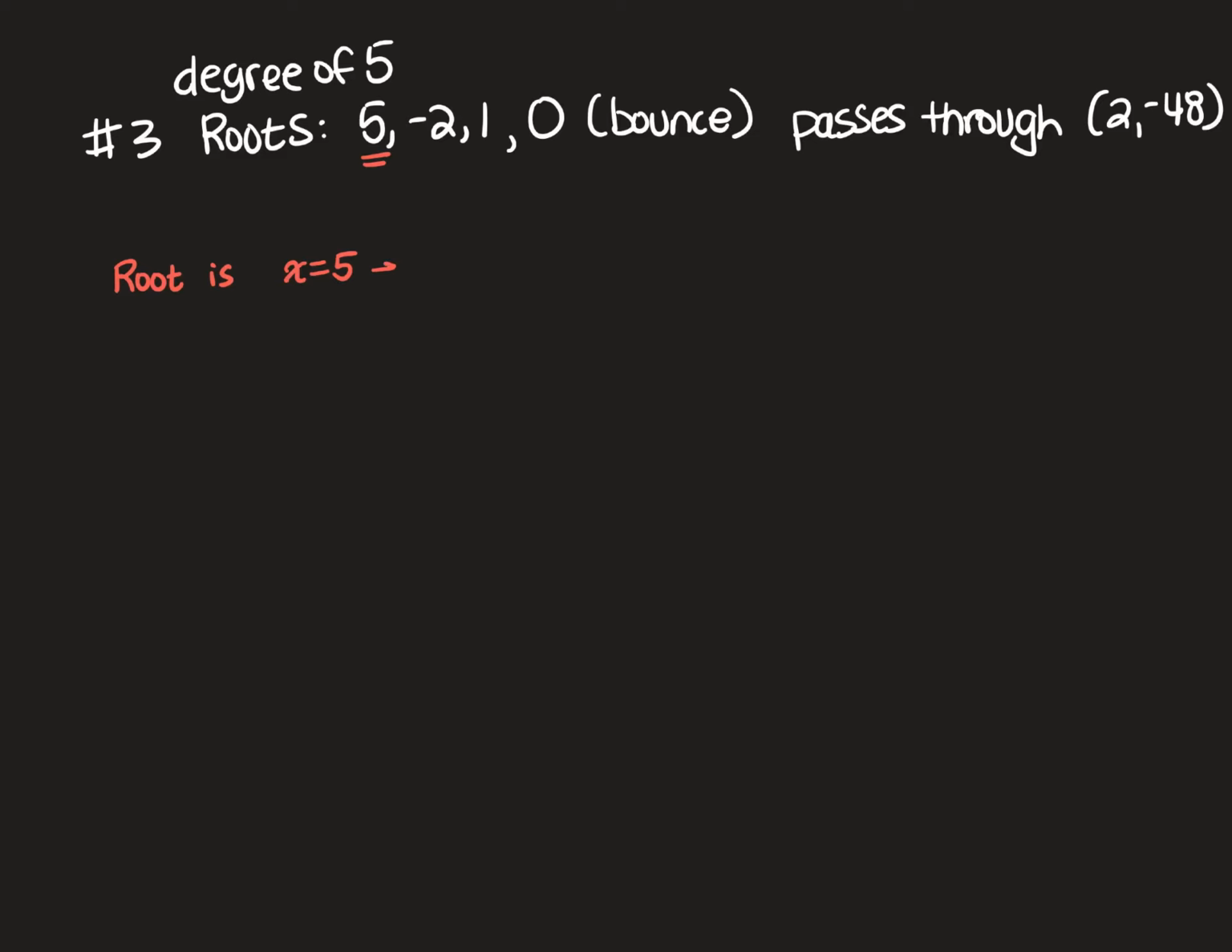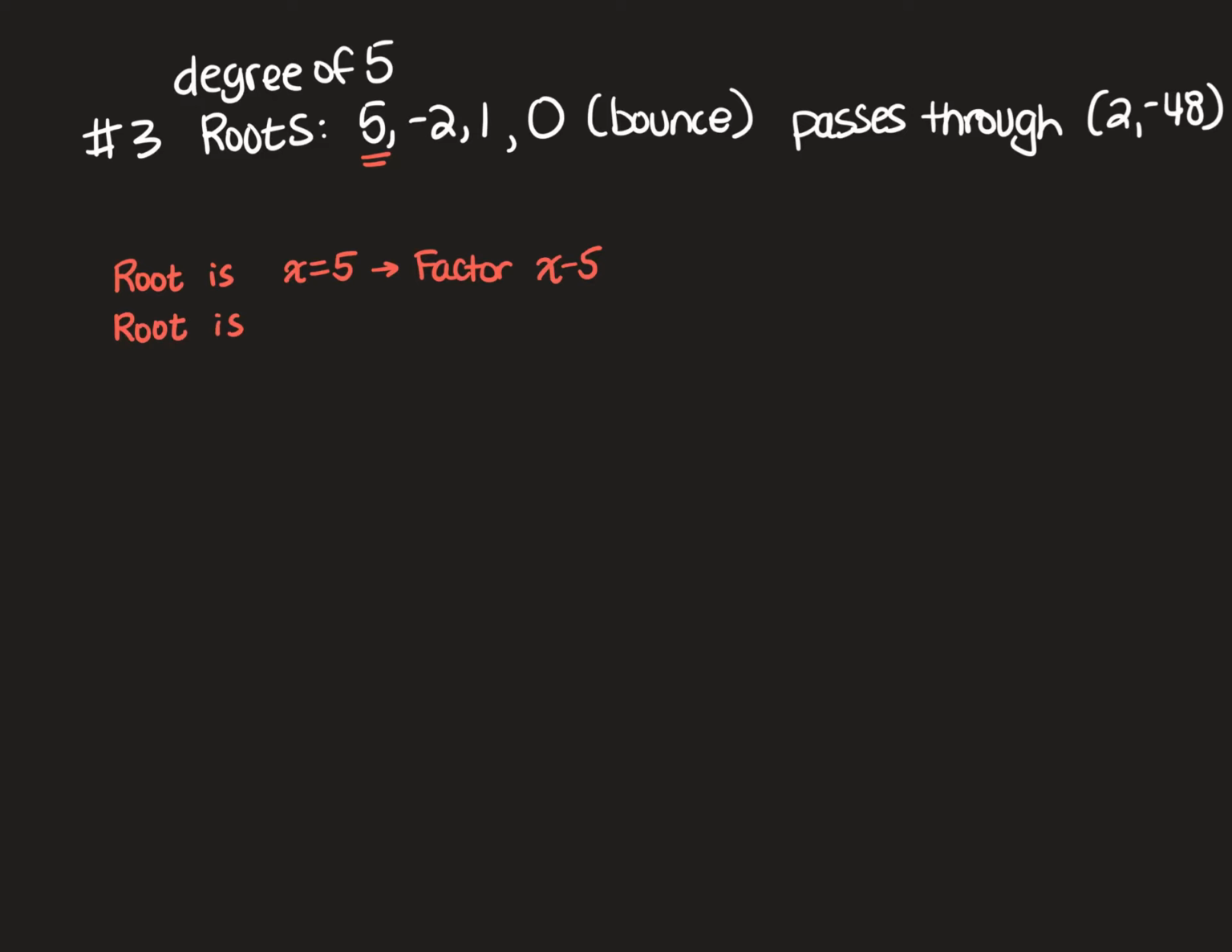So to get the factor, I'm just going to subtract 5 from both sides of this equation. So what I end up with is a factor of x minus 5. So there's one of my factors. I have three more roots.